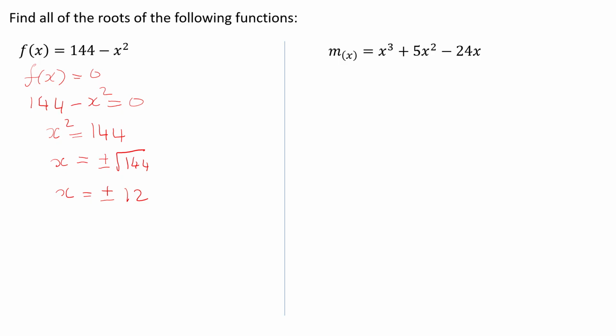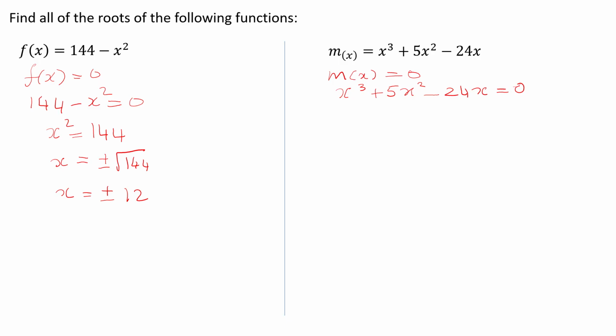Next one, m(x) equals x cubed plus 5x squared minus 24x. To find the roots of this function, first we need to equate this function to 0. So m(x) equals 0, so x cubed plus 5x squared minus 24x equals 0.